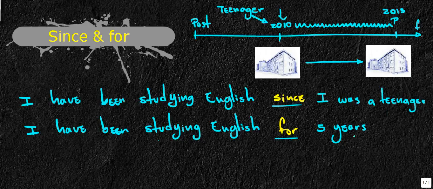In the case of for, you don't have a lot of options. But still, you can use expressions that are not necessarily a number, and they can give me an idea of how long, of the period of time that has passed from the moment you started the action. So for example, you could say, I have been studying English for a long time. All right? And that's essentially everything you need to know about since and for.